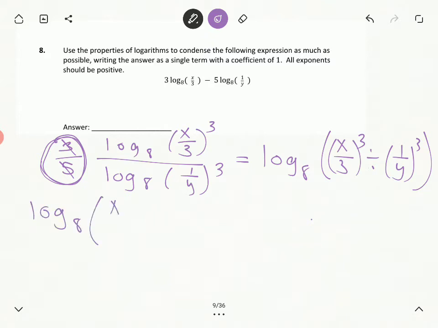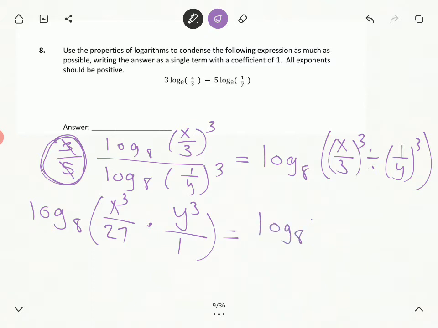That is supposed to be a 5 there. Sorry about that. Let's fix that up. And 1 to the 5 is a 1. So it's y to the x to the 3rd, y to the 5th, all over 27. And that's our simplified log.